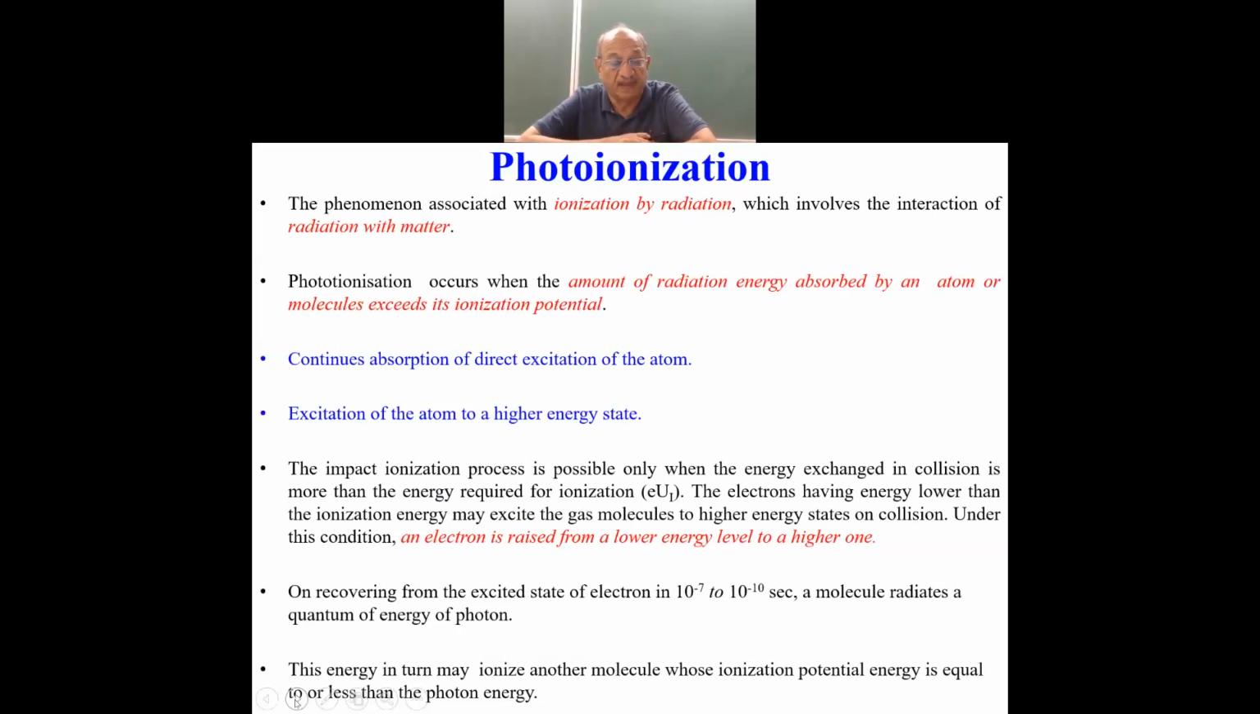Photoionization. So we learned impact ionization, thermal ionization, and now photoionization. This is the phenomenon associated with ionization by radiation, which involves the interaction of radiation with matter. Photoionization occurs when the amount of radiation energy absorbed by an atom or molecule exceeds its ionization potential.